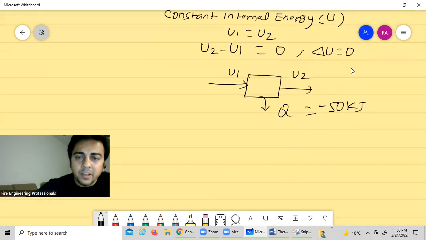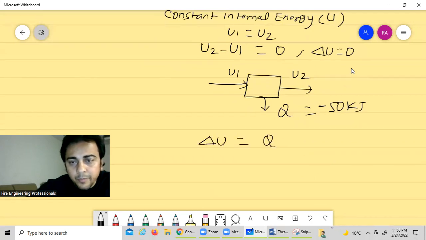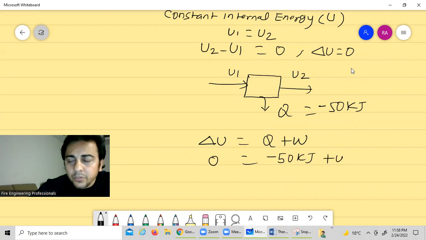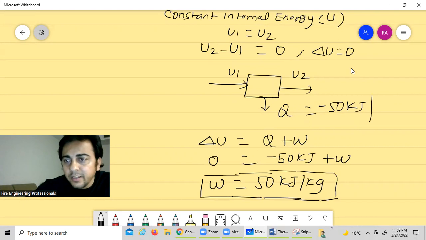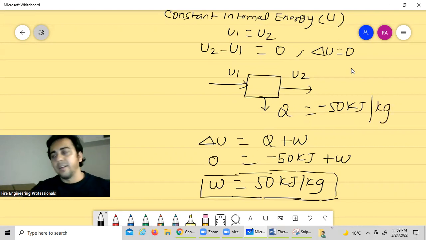Pretty straightforward. Apply the first law of thermodynamics, which is change in internal energy equals Q plus W, right? Delta U in the question is 0, so that's 0. Q is minus 50 kilojoule plus W, right? So work equals, just rearrange this one, 50 kilojoule per kilogram. So for 1 kilogram of air compression, we need 50 kilojoule of work. And these units are in kilojoule per kilogram because they're talking about that. Right?